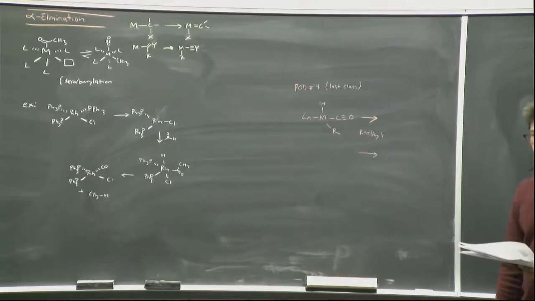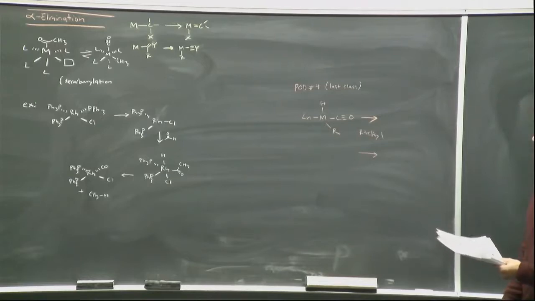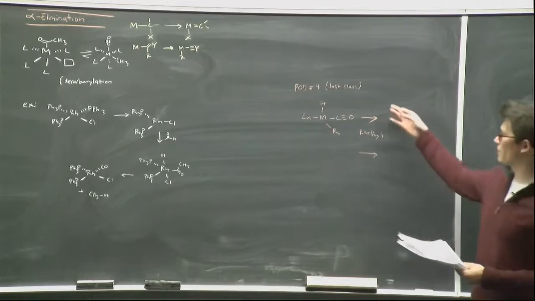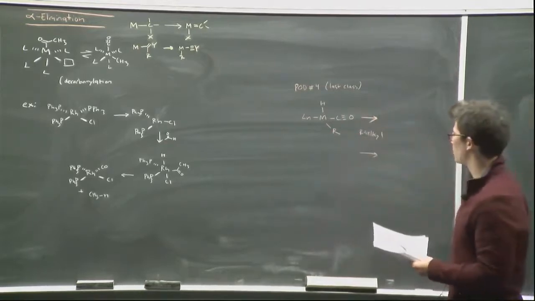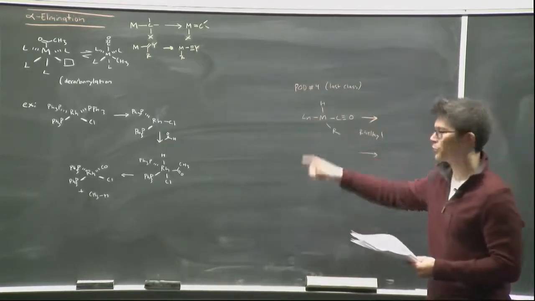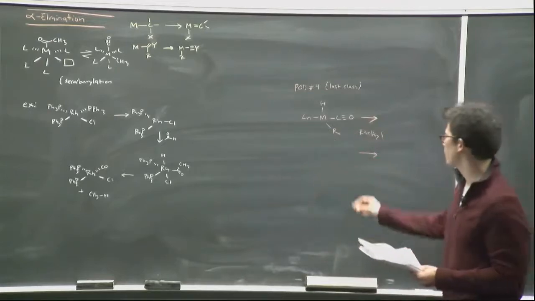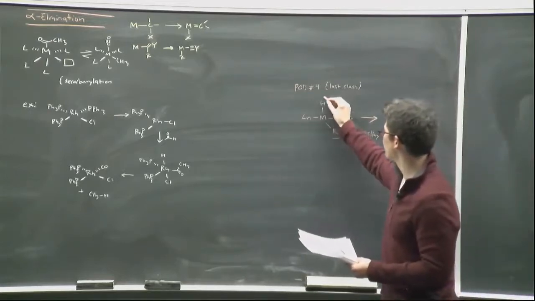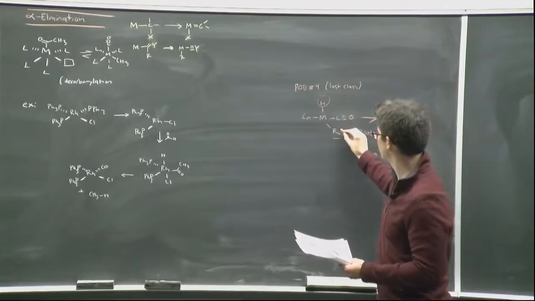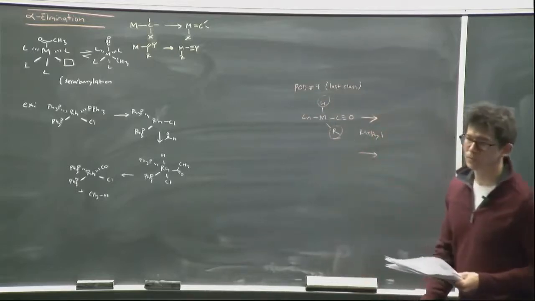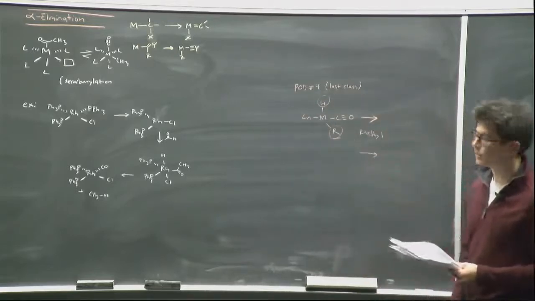Okay, you're getting just the first step. Just the migratory insertion. So the question really is, which of these two groups would you expect to transfer, the R group or the H? So just of this first step. The R group, okay.